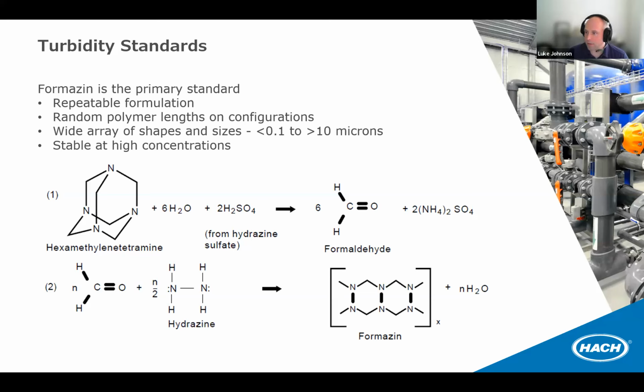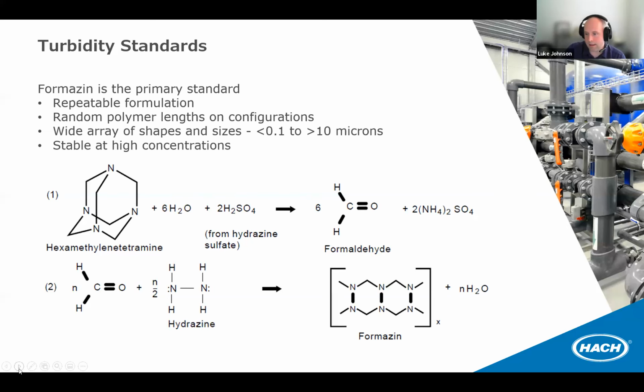So it's very repeatable, and it also makes random lengths and configurations of this polymer. So that's really handy for simulating all the different shapes and sizes of particulates that are common in surface waters that we might be using for drinking water. It also makes, like I mentioned, a wide array of shapes and sizes from less than 0.1 to 10 microns, and it's also stable, particularly at high concentrations.